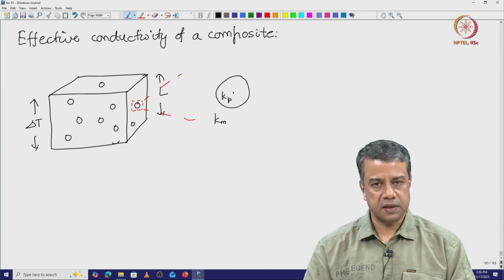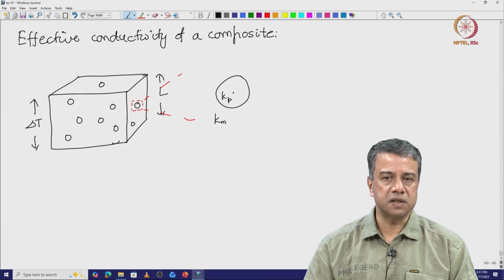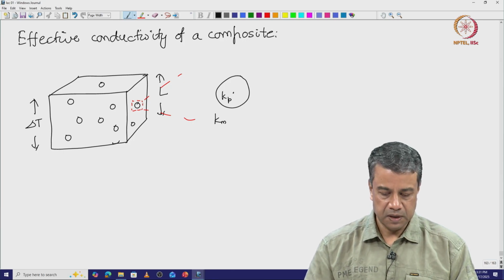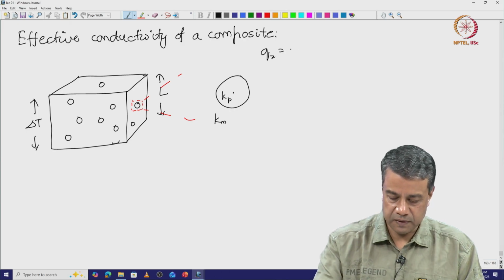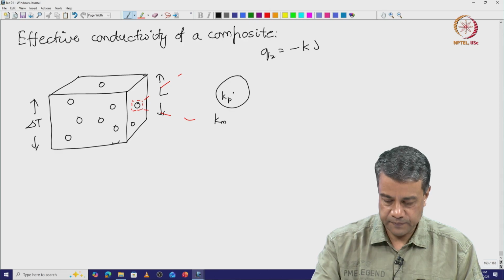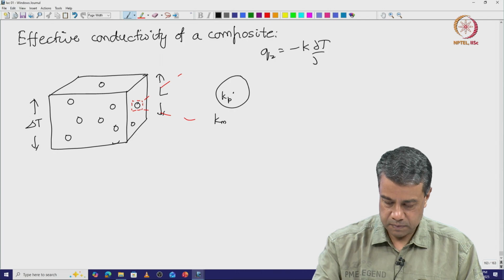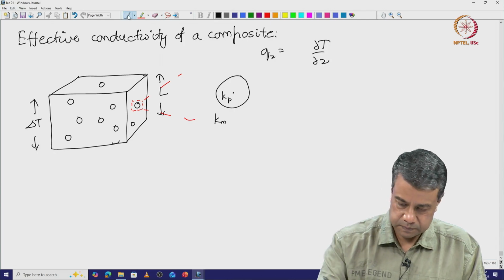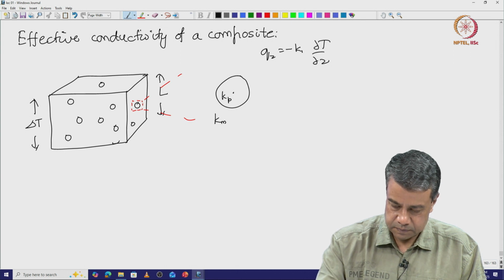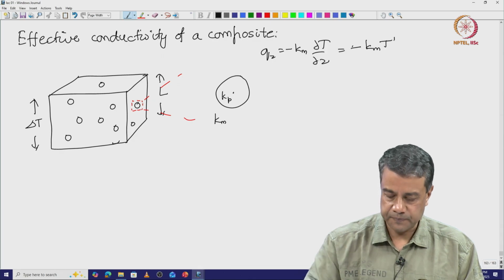Because of this, the heat flux will be different from the heat flux for a uniform material with just thermal conductivity Km. If you had a simple uniform material, the heat flux will be given by Fourier's law, minus Km times T prime.